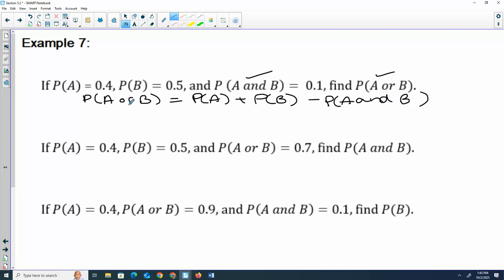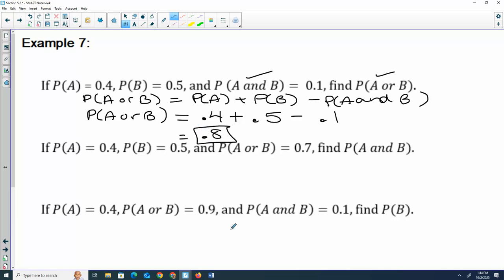So plug in what we have. Do we know the probability of A or B? That's what we're trying to find. What's the probability of A? 0.4. Probability of B minus probability of A and B. We do that, we get 0.8. So when in doubt, write out your formula and plug in what you have.